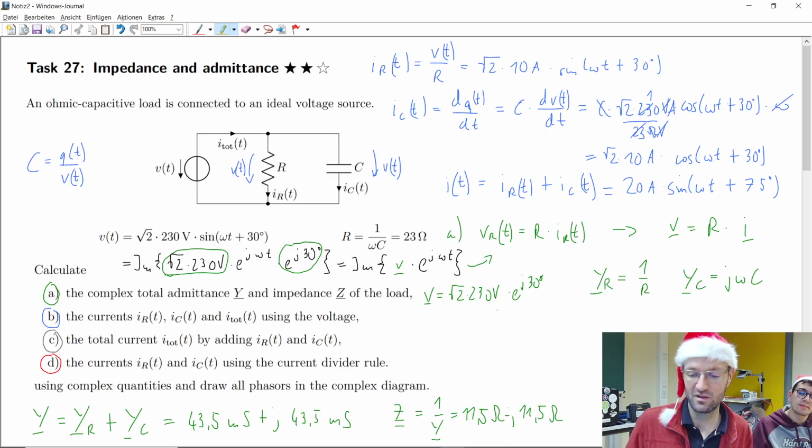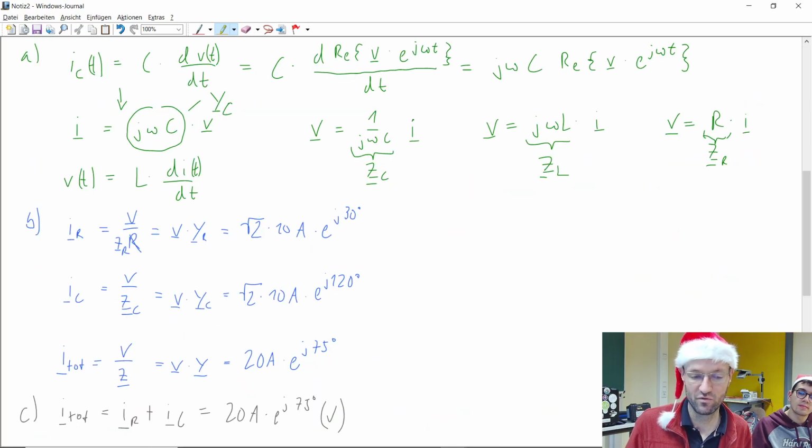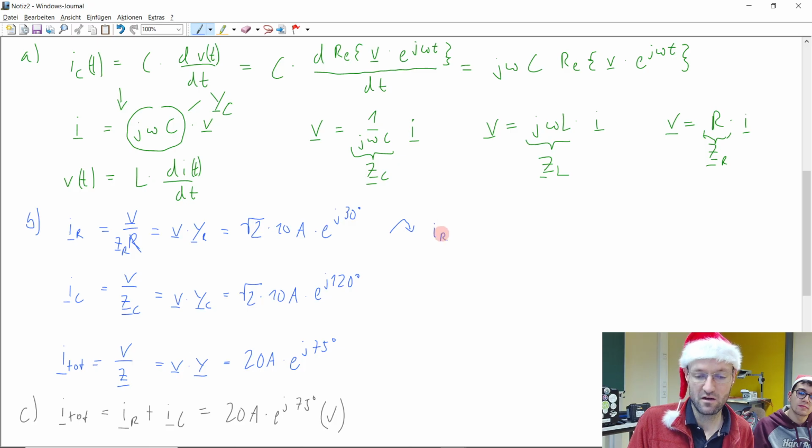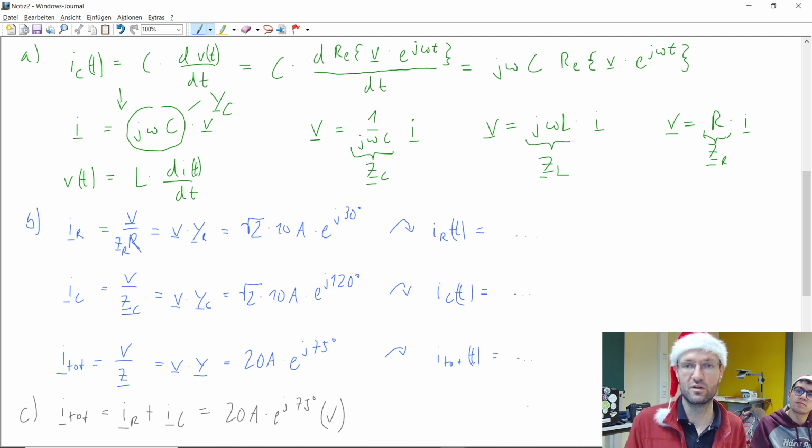So one last step would be to convert these complex phasors back into IR of t equals what is written on the first page. IC of t equals something that's written on the first page. The total current as a function of time is also something that is already written on the first page.